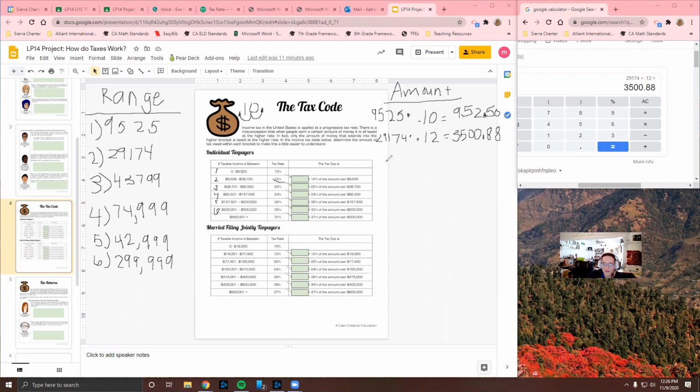I'm going to do one more of these with you, okay? So we take the third range, 43,799 times, this time it's 22%, so times 0.22. And we find out the amount of taxes in that third range. Okay, so we took our 43,799 times 0.22, which gives us the amount for this next range: $9,635.78.